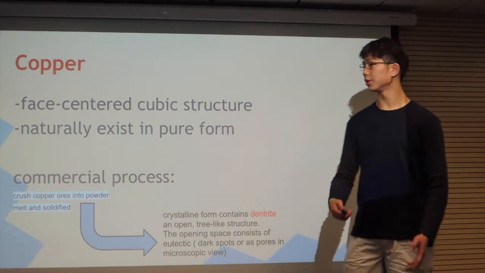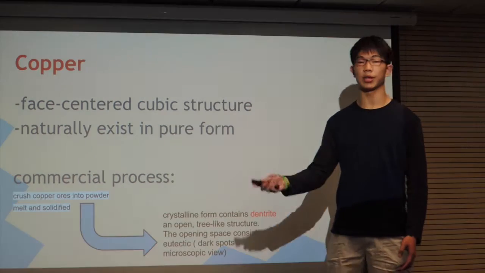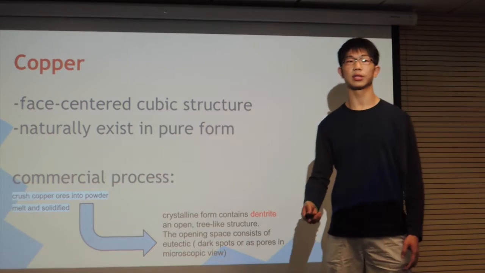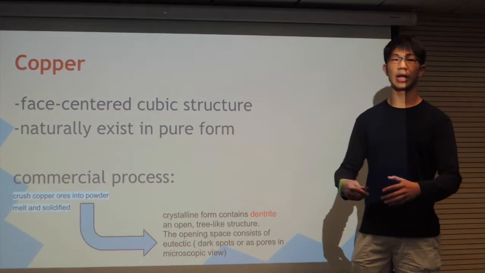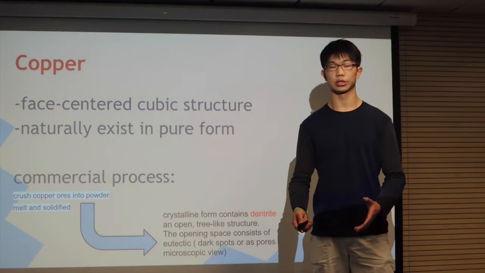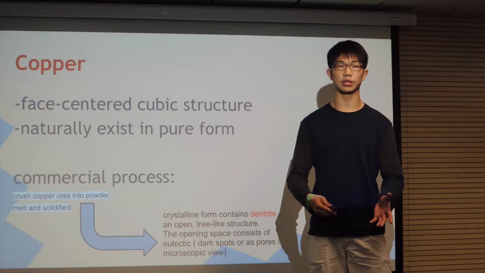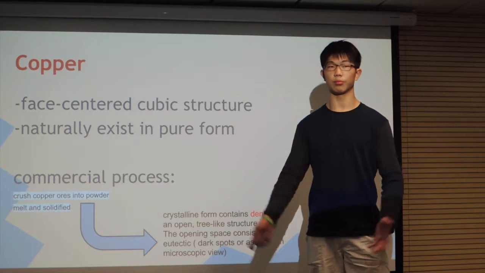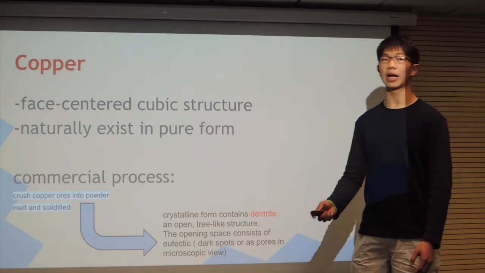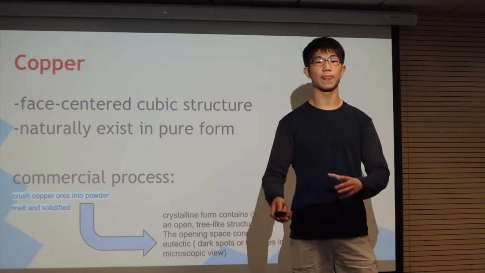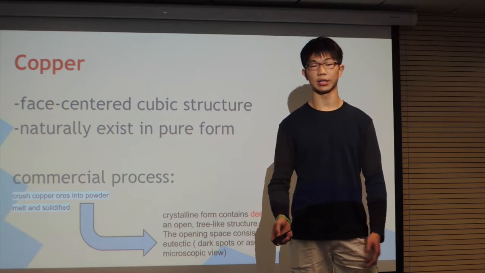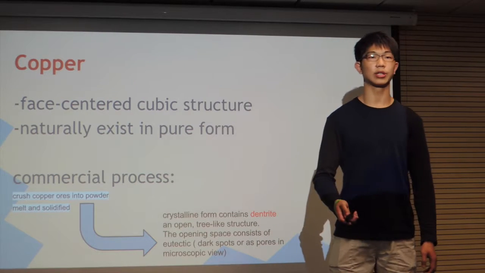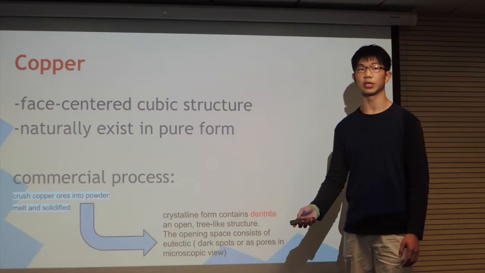So when the copper is in a molten state and it solidifies, it will form dendrites, which are open tree-like structures. When copper crystallizes, you can always see dendrites within it. And dendrites are actually an open space consisting of copper and cuprous oxide. And when you look at the microscopic view, you can see there are actually dark spots within it.